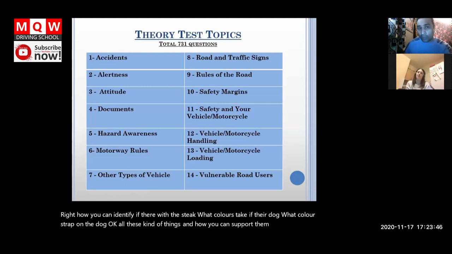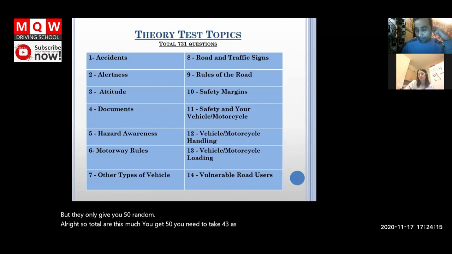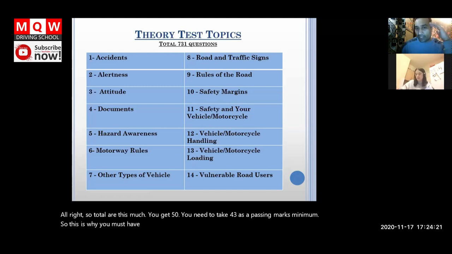So if you look at the top, it says total 731 questions. Okay. Those total 731 questions will come from these topics. But they only give you 50 random ones. So the total is this much, you get 50, and you need 43 as the minimum passing mark. This is why you must cover all the topics separately to understand the logic. Then it doesn't matter whichever question they give you, you will understand the logic and the things will be easily covered.